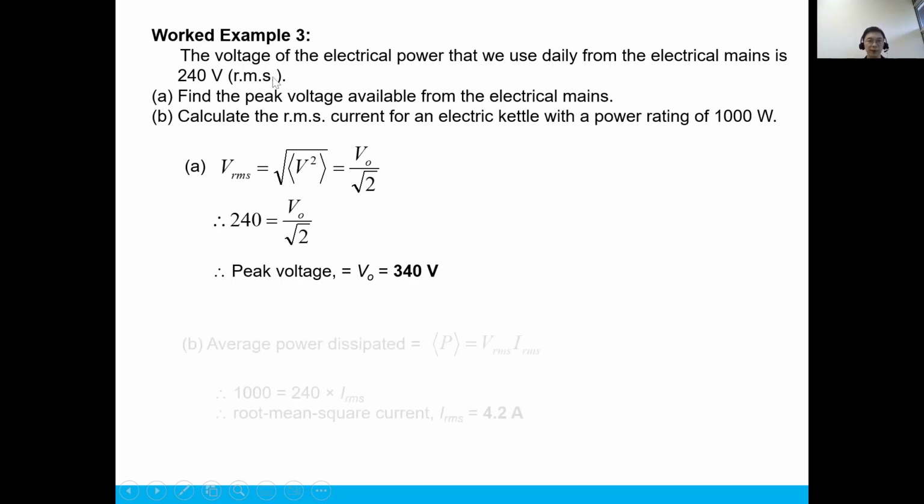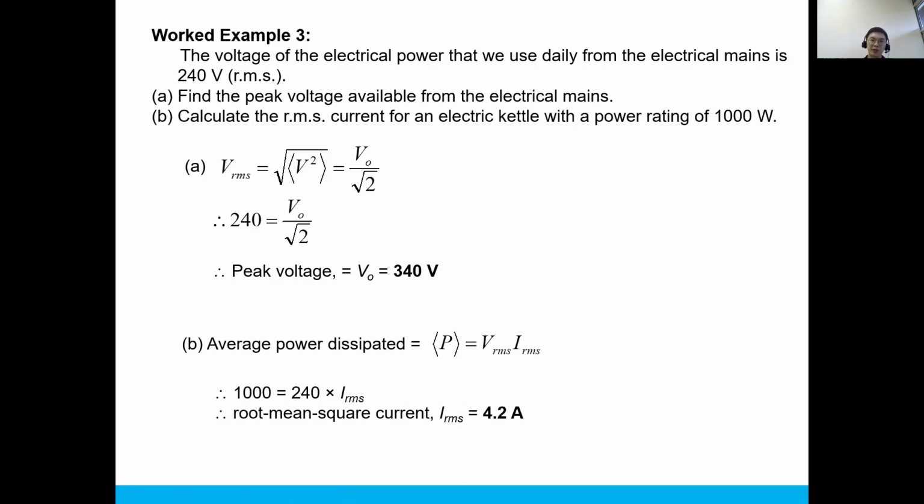Okay. Part B, you're asked to calculate the current for an electric kettle with a power rating of 1000. So 1000 is the average power. So you must know where to sub it in. So P is 1000. Root mean square voltage is 240. The root mean square current is just essentially 1000 divided by 240, and you get 4.2 amperes.